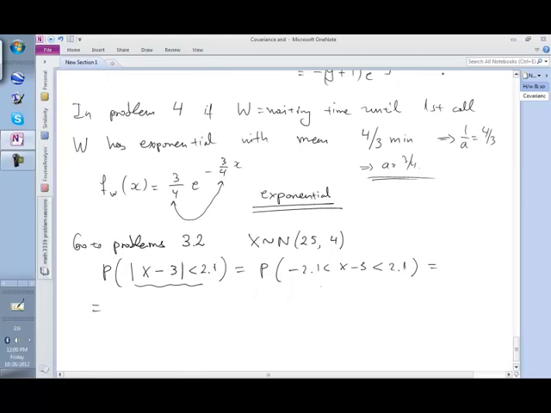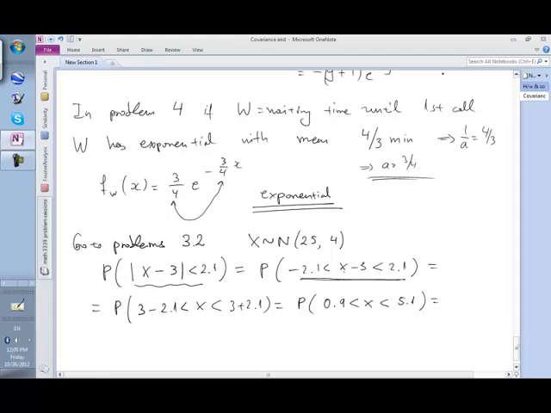And now I have to see what is the lower range for the X that is prescribed by this inequality, and the upper range for X. So I move 3 to all of the three sides, to the left and to the right. So this tells me that if X minus 3 satisfies this inequality, then 3 minus 2.1 will be less than X than 3 plus 2.1. So this is 0.9 being less than X, being less than 5.1.